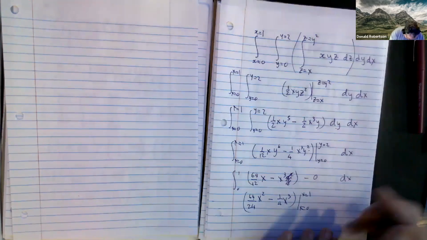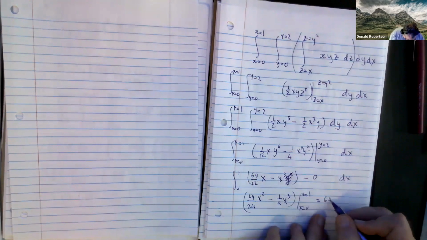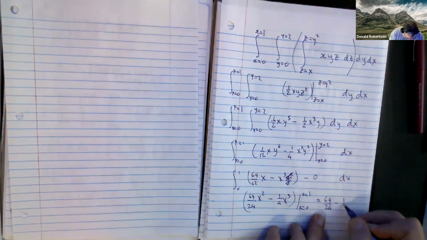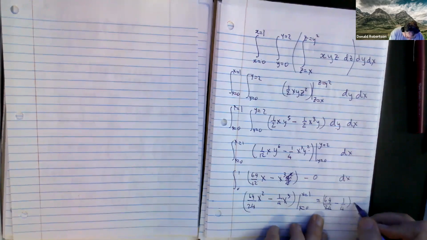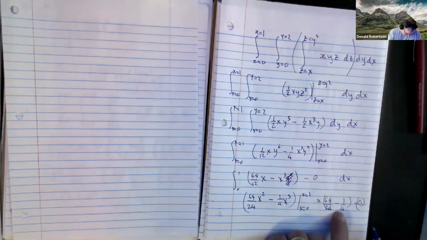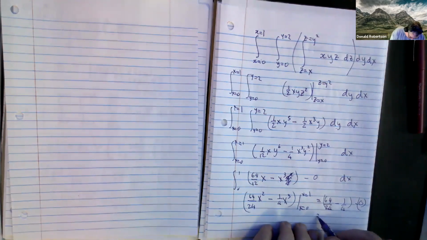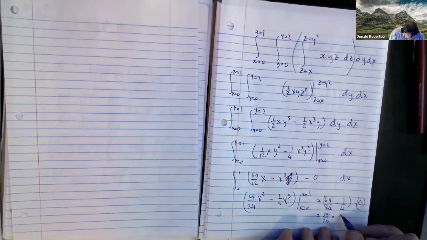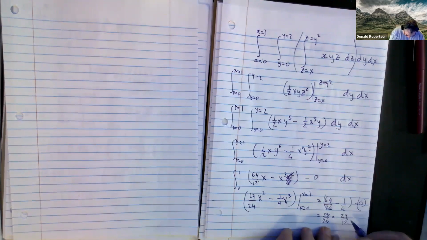Well, that's actually quite nice. You're going to get 64 24ths. Take away a quarter. Minus a whole load of zeros. That's going to get me 6 24ths, which is going to get me 58 24ths. And that's going to get me 29 12ths. Okay, I finally got an answer.